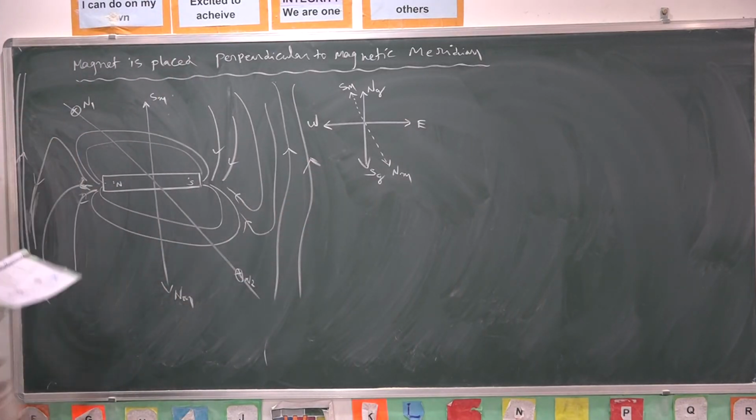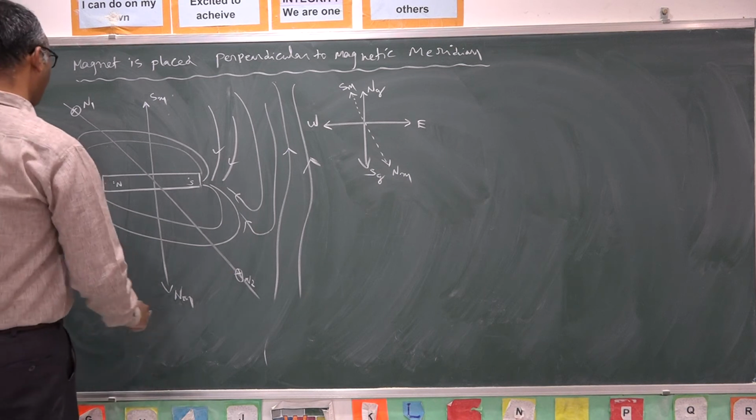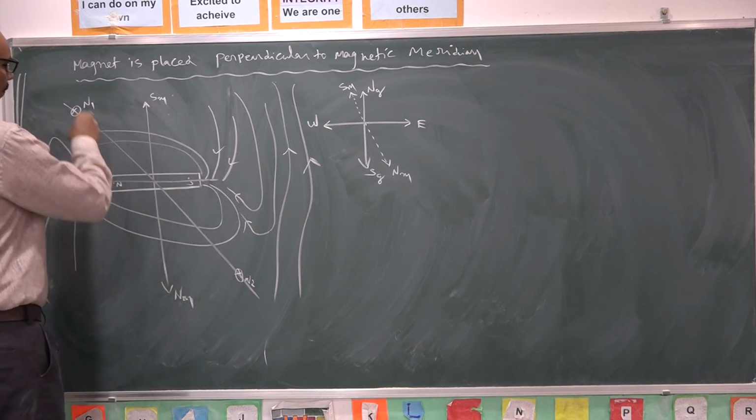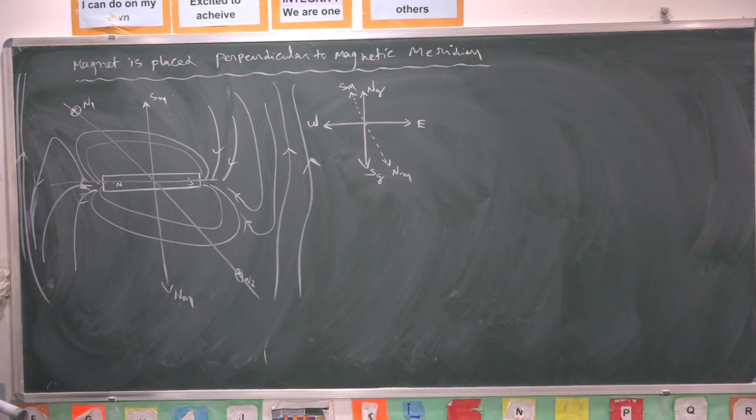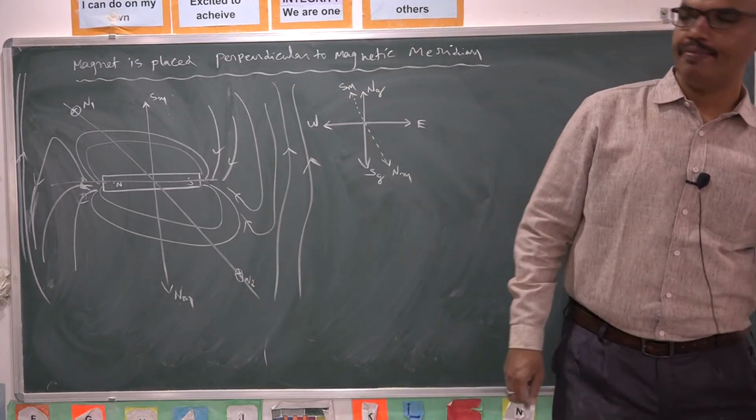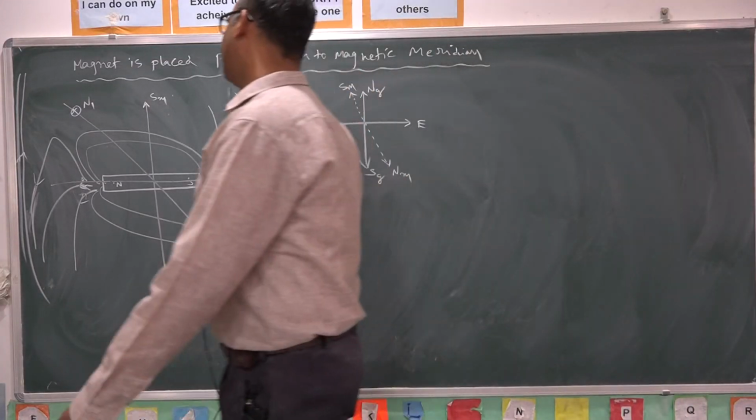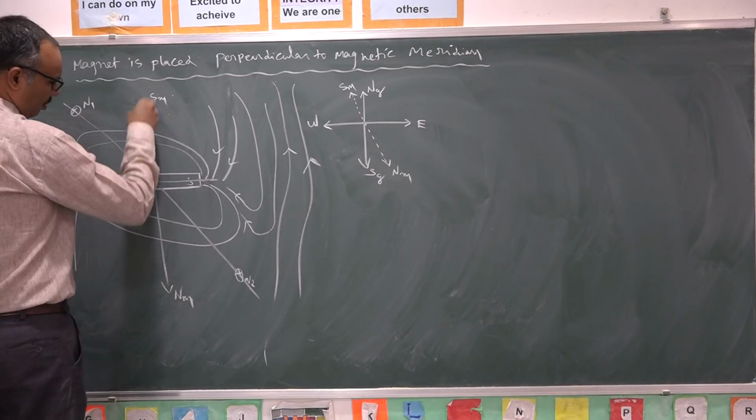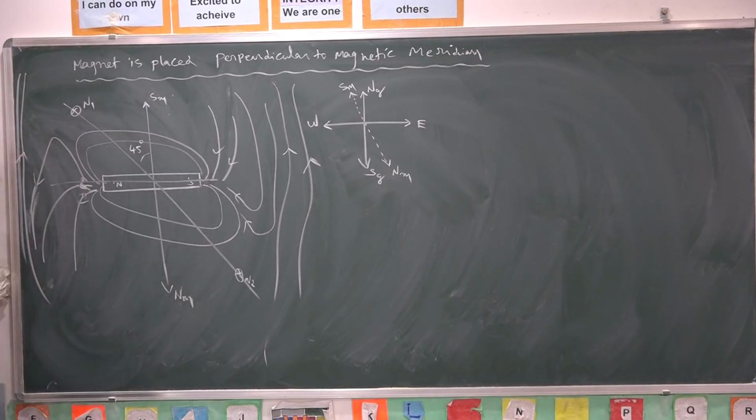So null points are located exactly midway between the axial line and the equatorial line. Formula is not necessary. They are located at an angle of 45 degrees from the equatorial line, or you can say from the axial line.